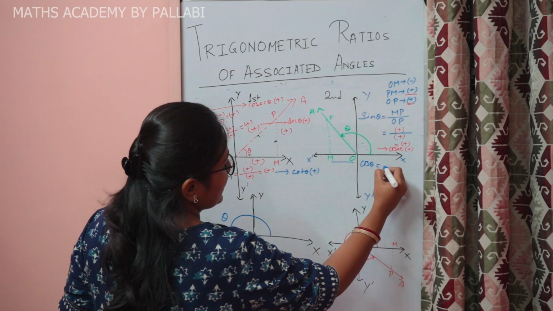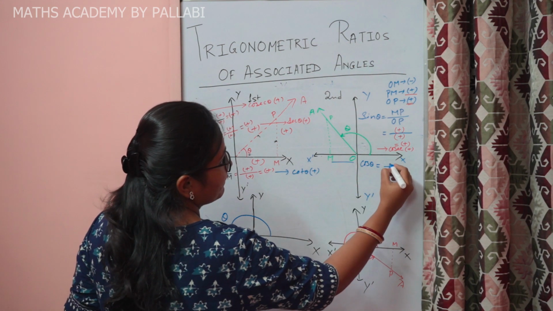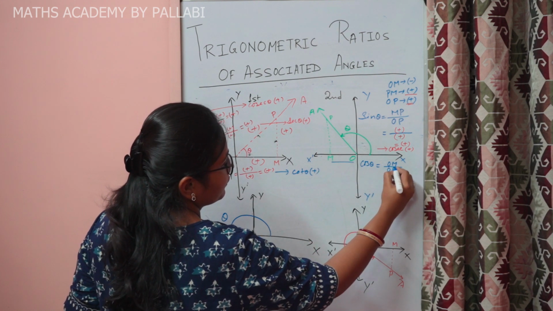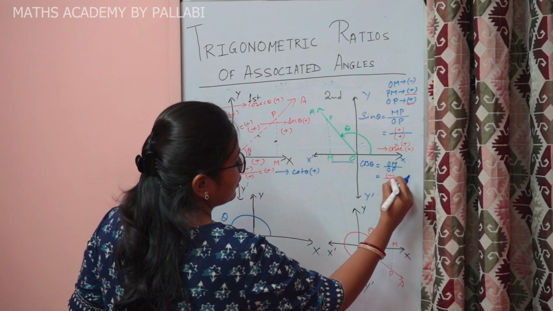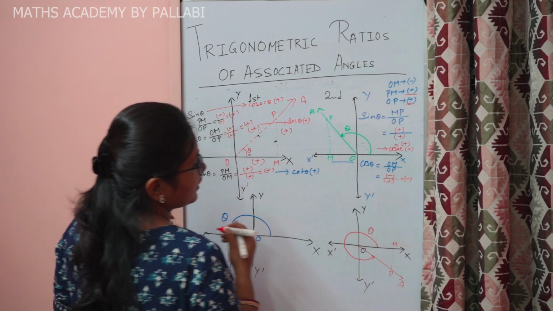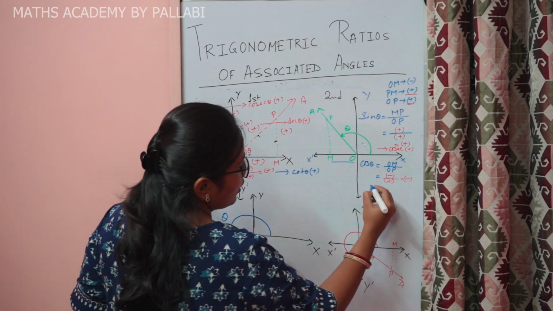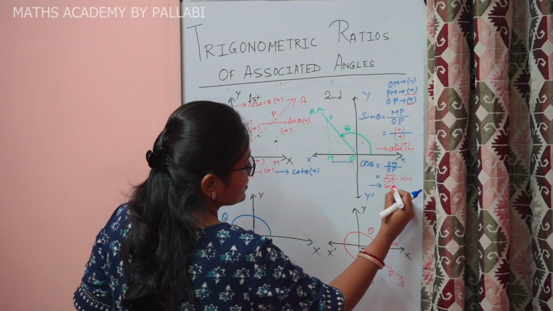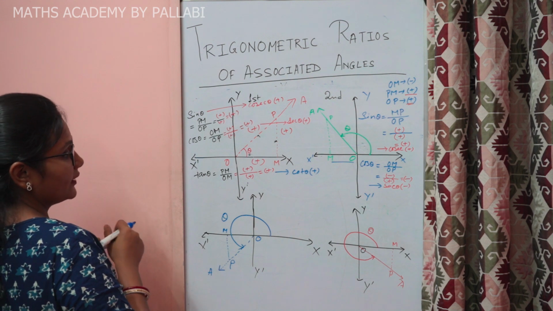For cos theta, it will be base by hypotenuse. Your base is OM and hypotenuse is again OP. OM means negative, OP means positive, so that is negative. So your cos theta will be negative in the second quadrant. Cos theta is negative means sec theta is also negative. Sin theta and cos theta are already done.